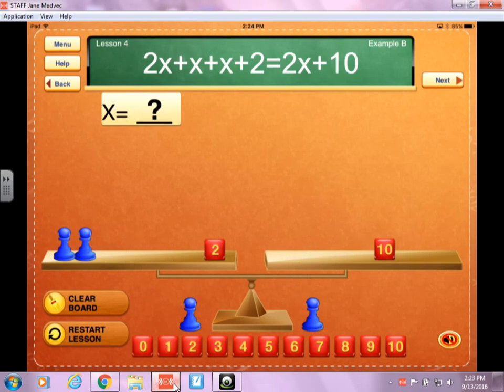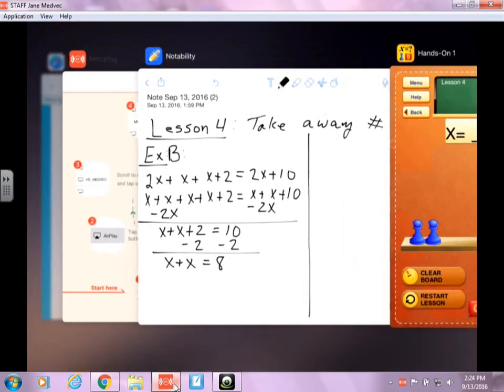And then I can take away my cube. So I can take a 2 on the left-hand side, and if I take 2 from 10, my leftovers is 8. So our equation should read x plus x equals 8. Okay, that's what it should read. And make sure that while you're solving the equation, you're physically doing this. That's why it's called hands-on. Okay? All right, I'm going to go back then to my notes.